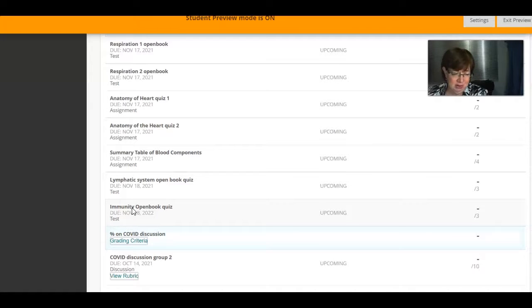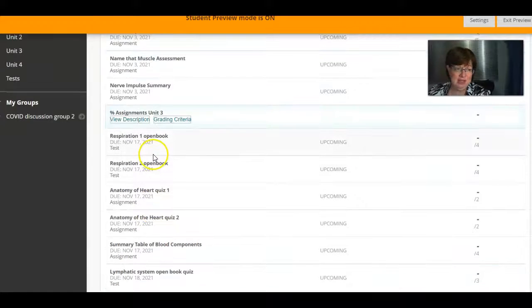All of them close on the 17th with the exception of the lymphatic and the immunity, because we will be talking about those on the 18th. And then your test is the 19th and 20th. There is one written one, which is the table of blood components, which we will talk about when we discuss blood. We're talking about blood on the 8th, so that could probably be done earlier. Don't put it off. And it's a summary table. There's instructions in each one of them as to what they are.